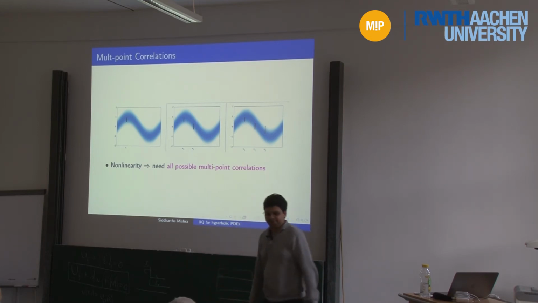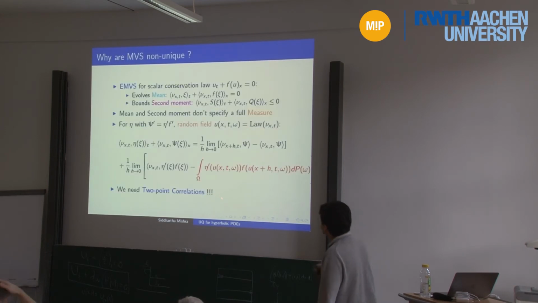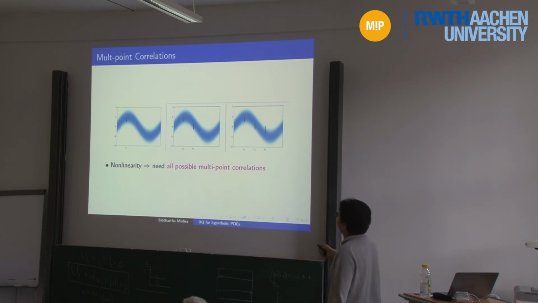So yes? I did not follow, I didn't understand what is a 2-point PDF. A 2-point PDF is simply, okay, heuristically, it is the probability, given a value here, what is the probability that you get a value here.